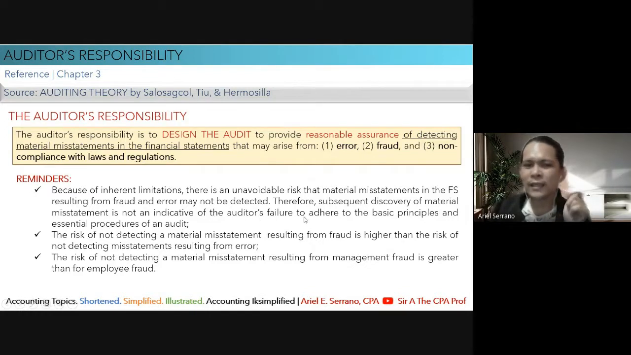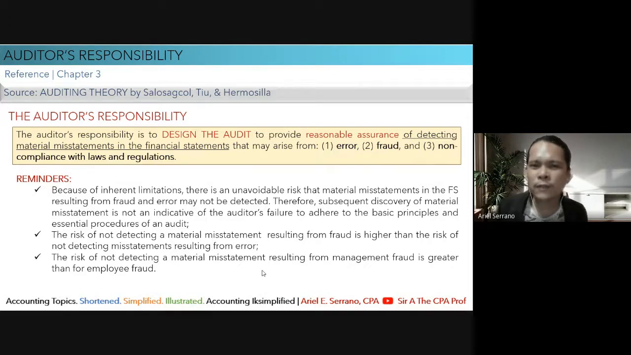And it is not indicative of the auditor's failure to adhere to the basic principles and essential procedures of an audit. Now, also, pangalawang check, the risk of not detecting a material misstatement resulting from fraud is higher than the risk of not detecting misstatements resulting from error. Mas mataas yung risk mo na hindi ka makadetect ng fraud as compared sa error. Kasi pag fraud, maraming pinagpaplanuhan niyang mabuti. Yung error, unintentional naman, di ba? Also, the risk of not detecting a material misstatement resulting from management fraud is greater than for employee fraud. Mas mataas yung risk mo na magkaroon ka ng management fraud as compared sa employee fraud.